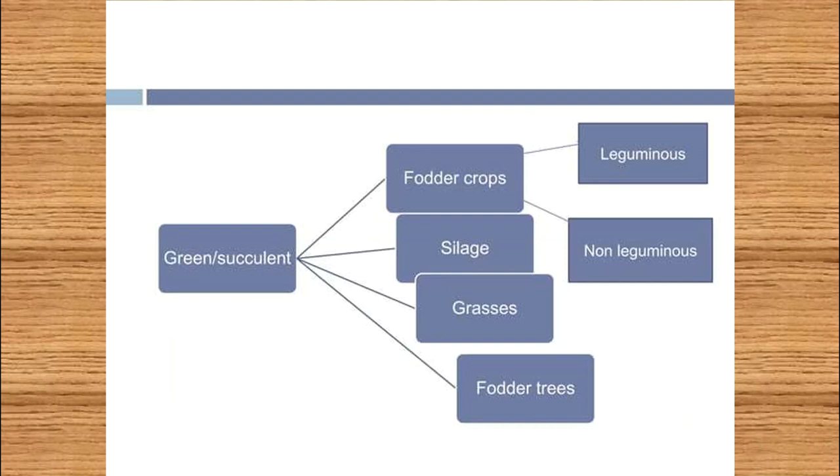So when coming to the green or succulent fodder, you can see here it is classified as the fodder crops and also the silage, then grass, then fodder trees are also there. Hence, we need to concentrate on all these particular things. So the fodder trees can be classified into non-leguminous and leguminous.